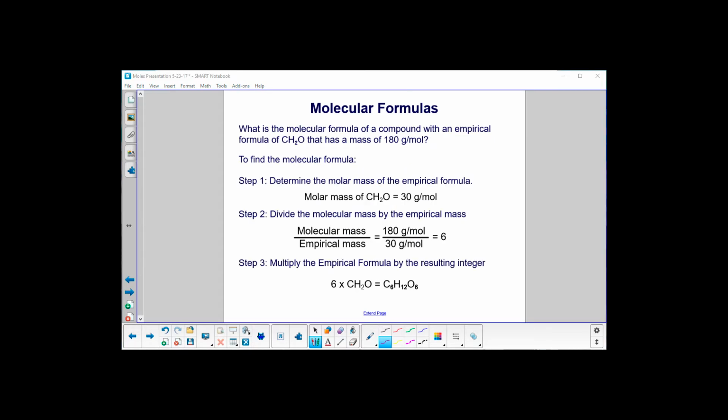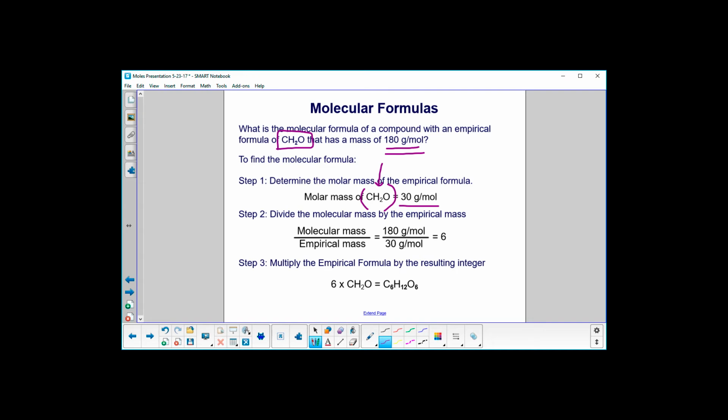Let's start with a compound that has an empirical formula of CH2O and a mass of 180 grams per mole. The first thing we do is determine the molar mass of the empirical formula. So we find the molar mass of CH2O, we add the numbers up, and we get 30 grams per mole. You can go ahead and look at the periodic table and get the masses for carbon, hydrogen, and oxygen and find that out yourself. And make sure you add 2 for the hydrogen.